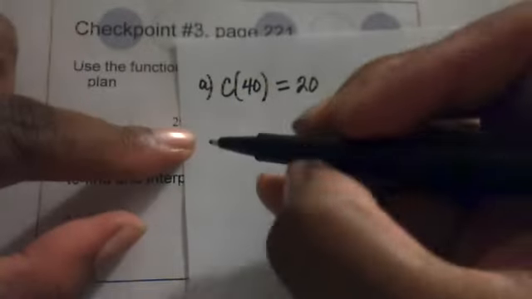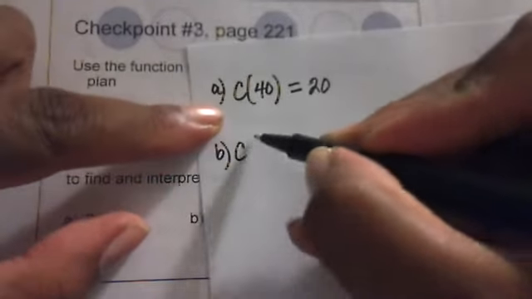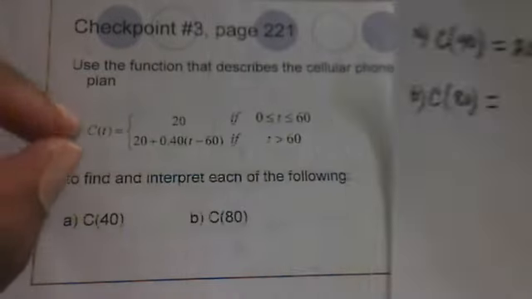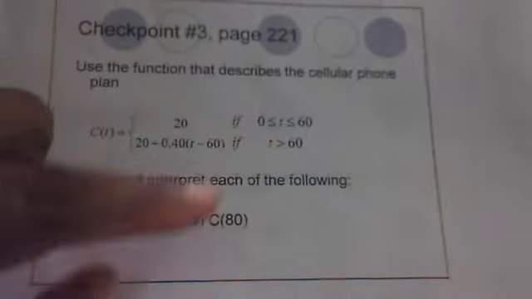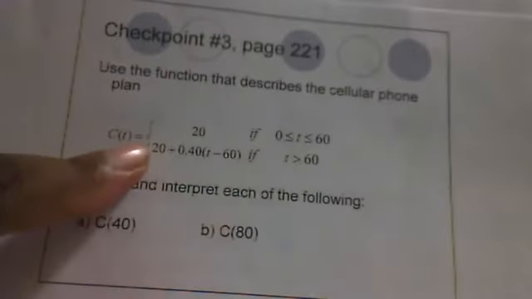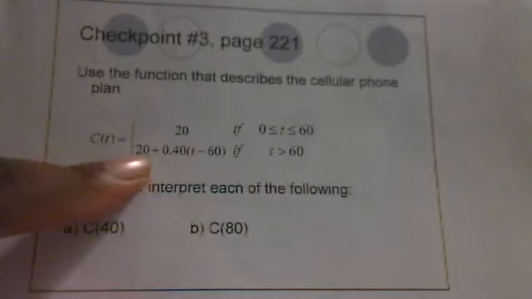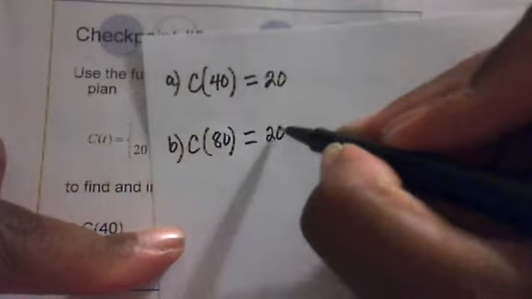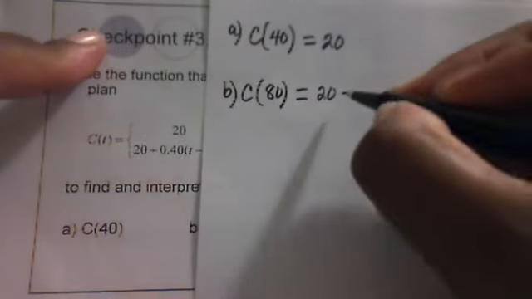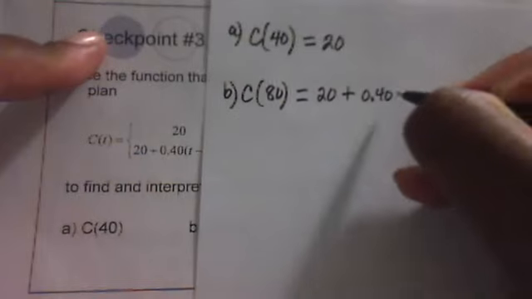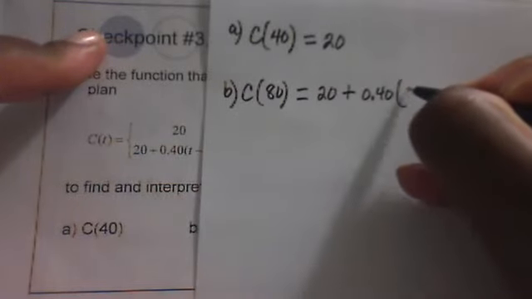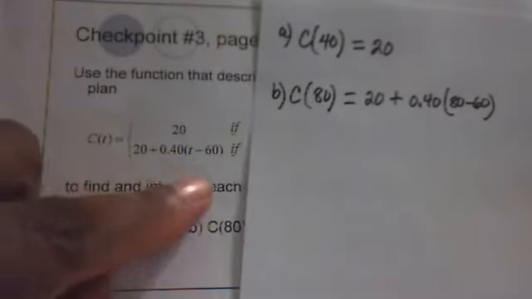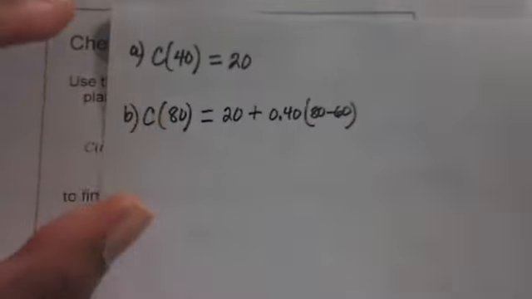Okay. Now part B is the cost for 80 minutes, C of 80. Now notice that the 80 is bigger than 60, so we're going to use the one at the bottom, which is of course 20 plus 0.40 times, now t is 80, so that's going to be 80 minus 60. That's the formula I'm using. I'm just replacing the t with 80.